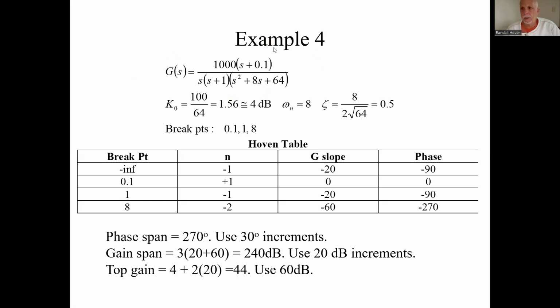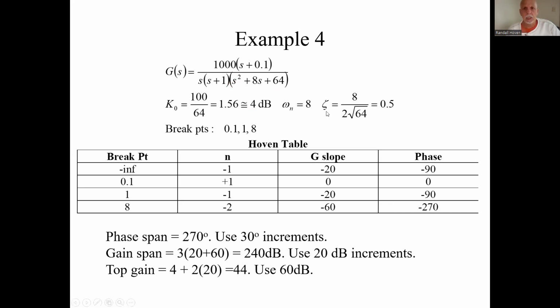Here's the transfer function. We're going to draw a Bode plot of that by hand. Step one was calculate K sub 0. Plug in, get rid of this s, plug in 0 for the other s's. I get 1,000 times 0.1, which is 100, divided by 64. That's 1.56, and 20 times the log of that is about 4 dB. It's our case of pump.